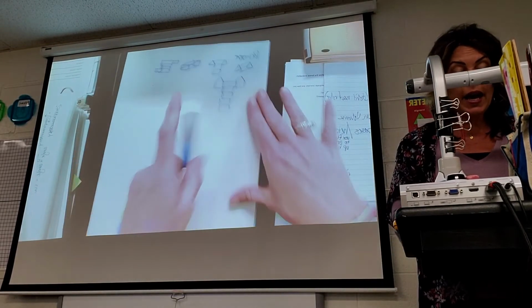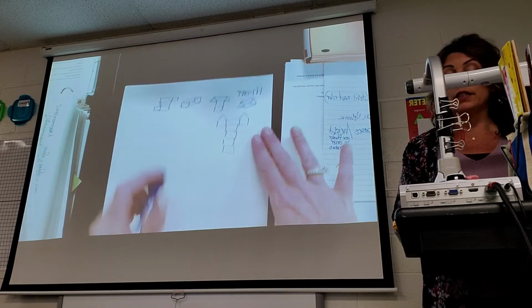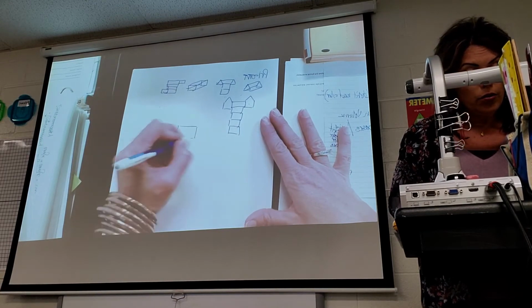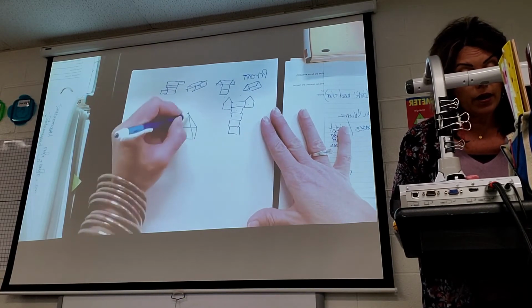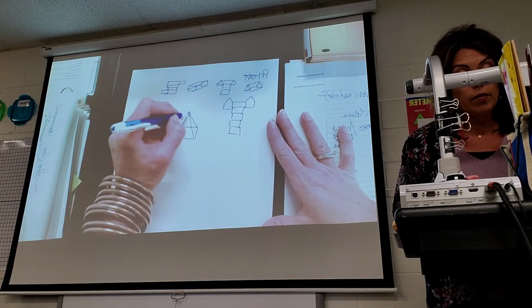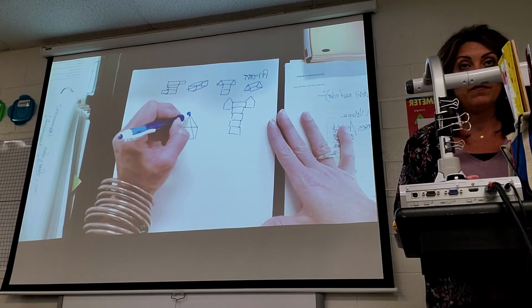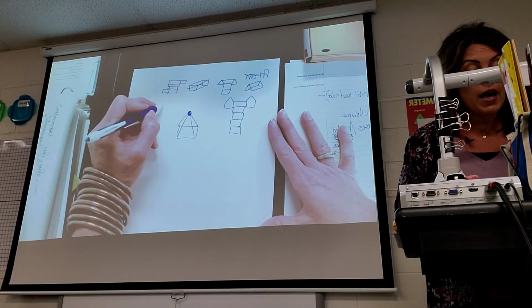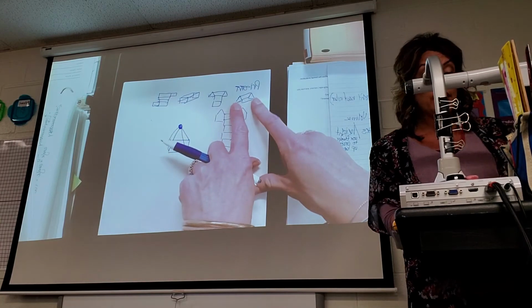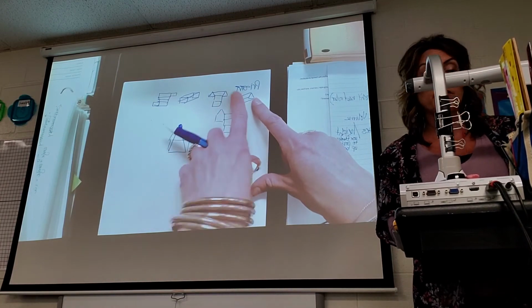When they have the figures drawn, it's very hard for the kids, and I don't know why, to determine what is a pyramid and what is a prism. I always tell them, go find this point. If you find this point, that is not your prism. However, they think on this triangular prism here, that's a point. And I'm like, but no, it's not.